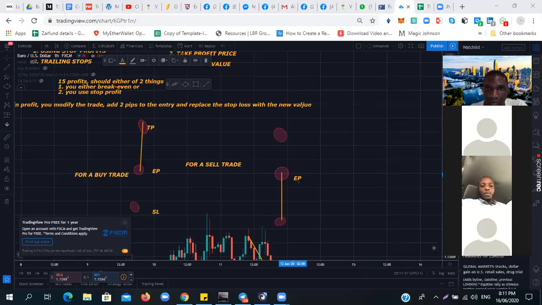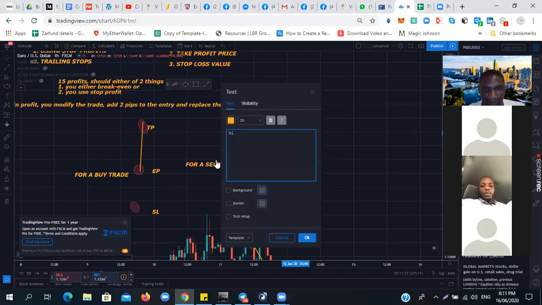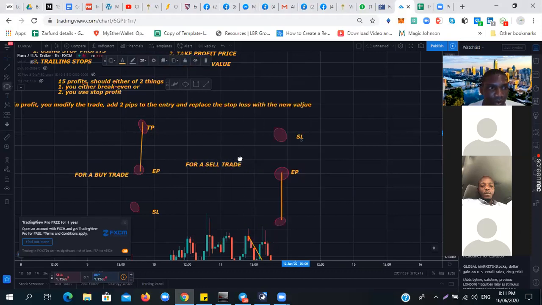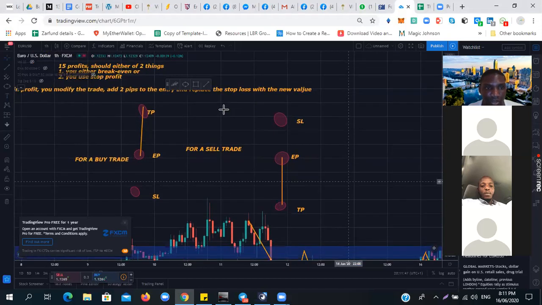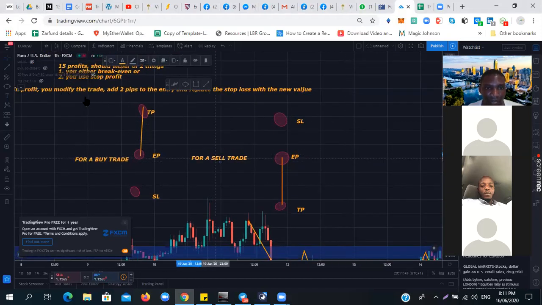So this entry price. This is for a sell trade. So for a sell trade, we know that this stop loss is above. Stop loss is above, SL, while the take profit is below. Okay, basically the opposite of a buy trade. So this is a buy trade, this is a sell trade.